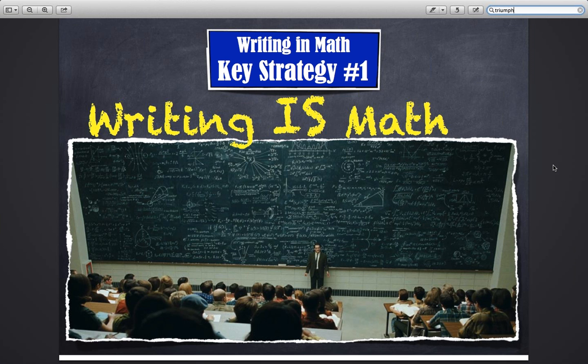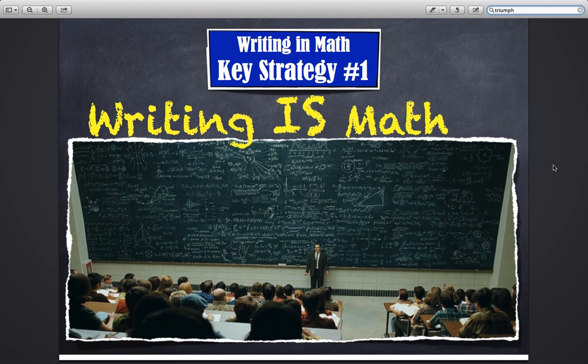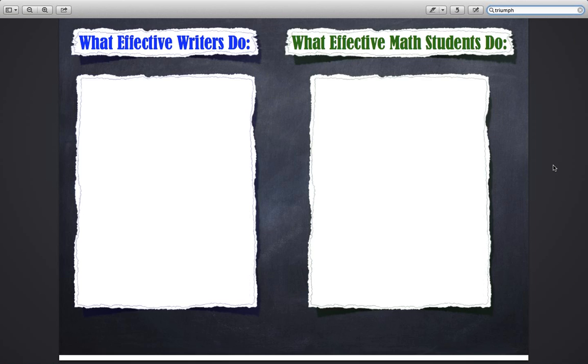We can't say that someone can just do math without ever having to write about it, or that somebody can write in math class without ever having to mention any numbers. They're inextricably linked. Writing is math. Let me give you something to think about here.